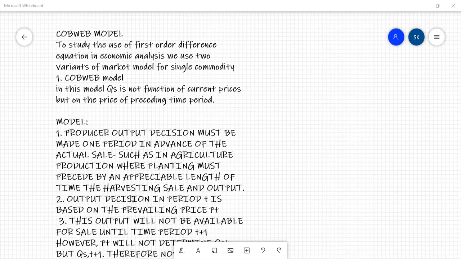The output decision in the period t, this is small t, is based on the prevailing price Pt, that is the price in the current time period t. So the output decision in the time period t is based on the prevailing price Pt. This output will not be available for sale until time period t plus 1. Now here comes the difference. This output will not be available for sale until time period t plus 1.